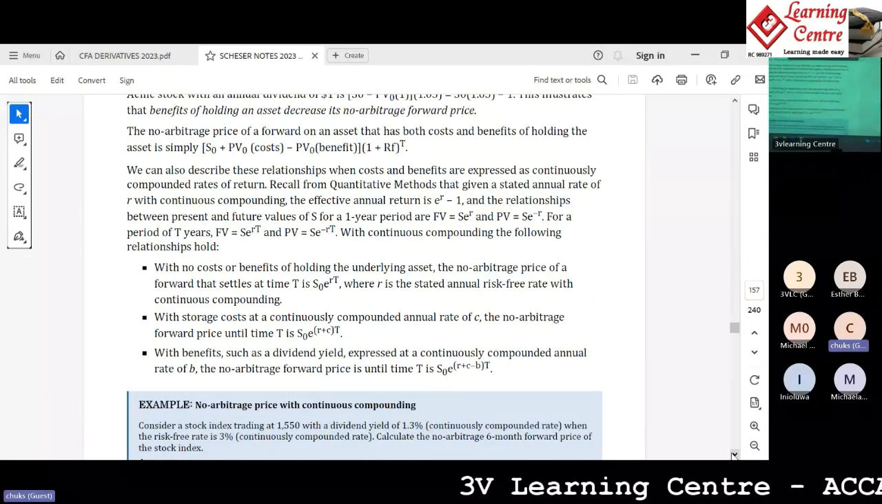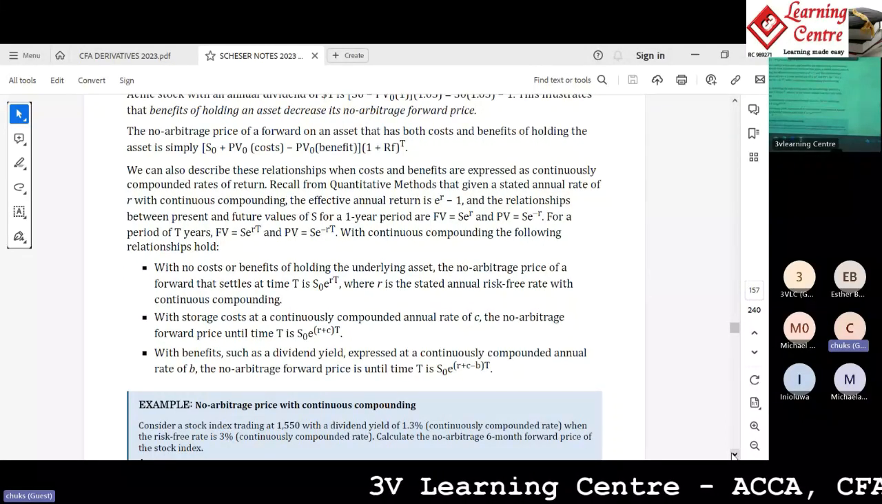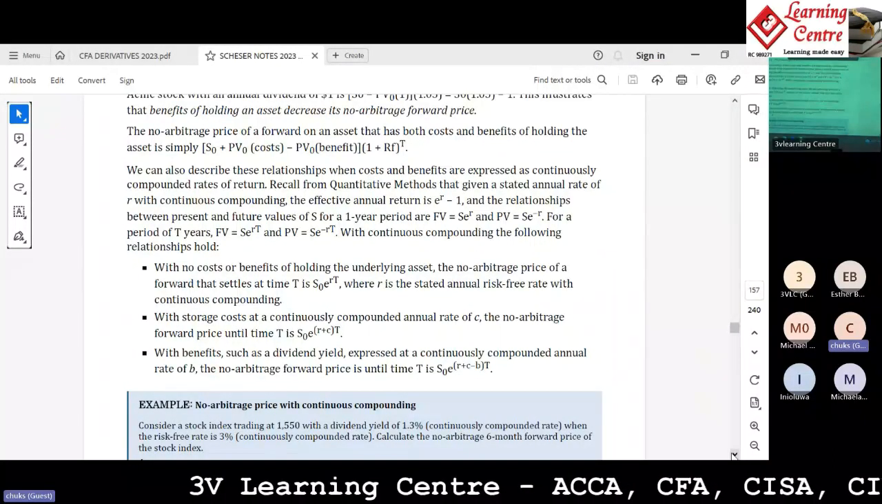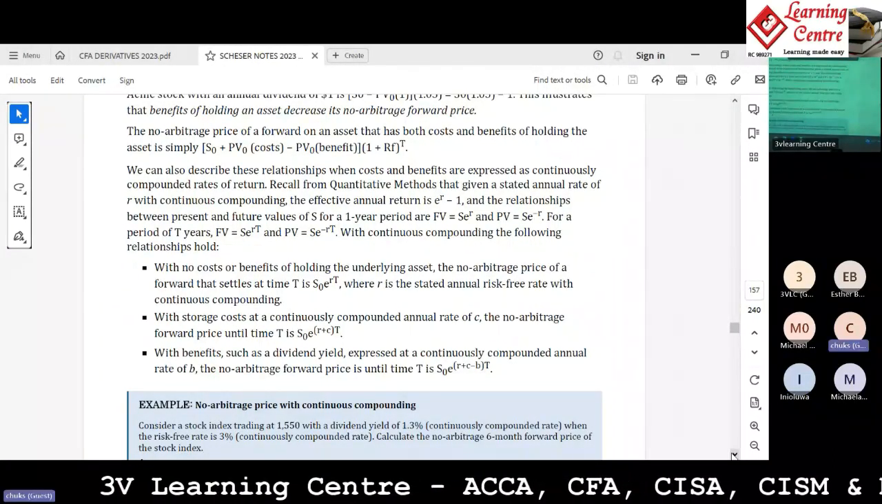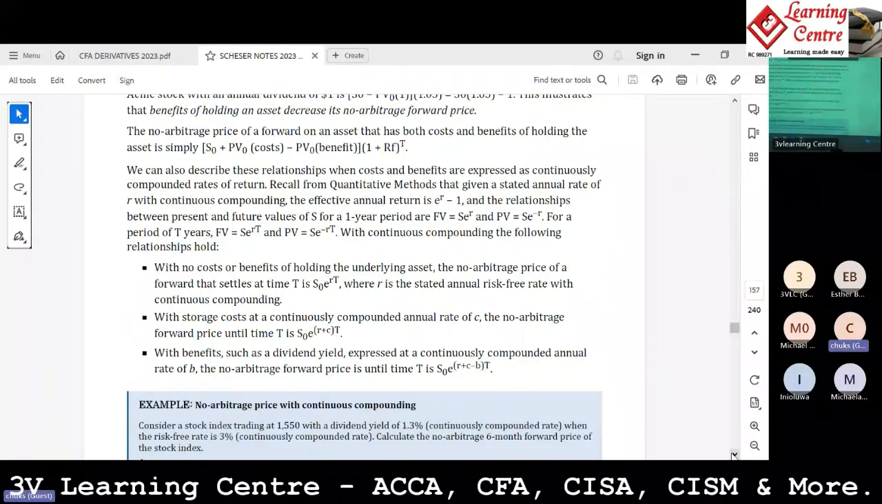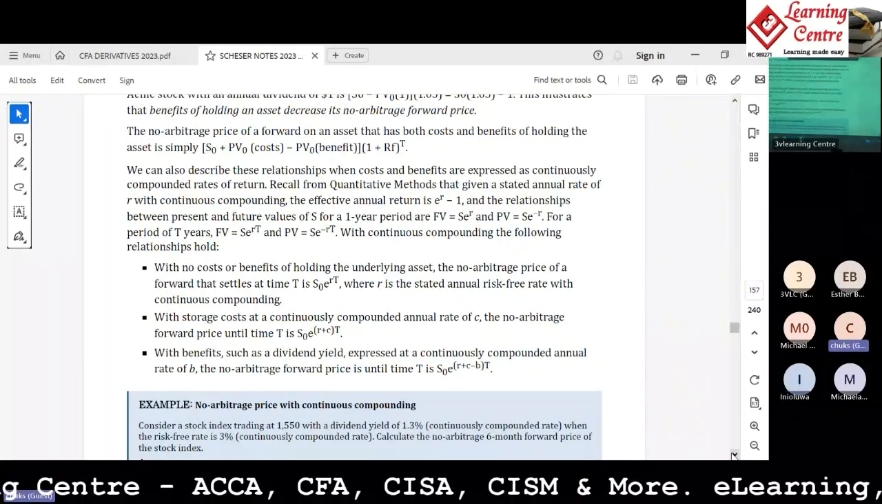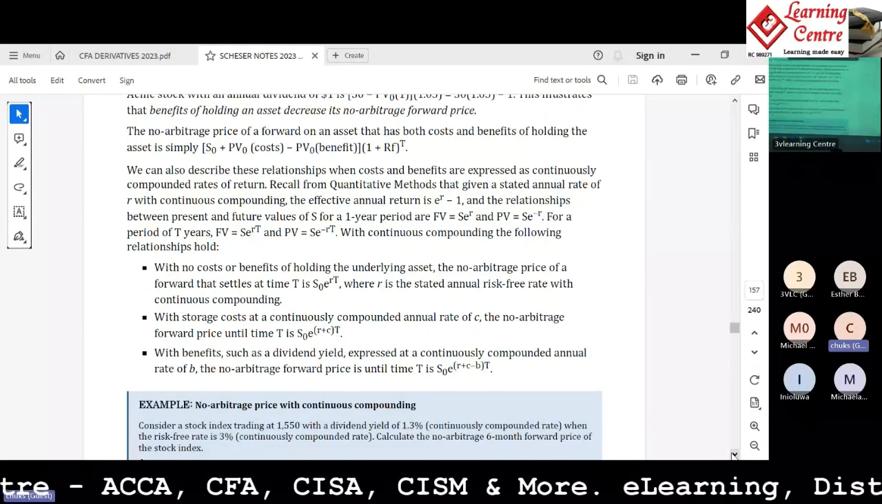CFA will not, in some cases, come directly to ask you to do this one. You have to be able to know that, which is why I gave you the example of the landlord. So the benefits is taken out while the cost is added to the future price. Very important you note that.